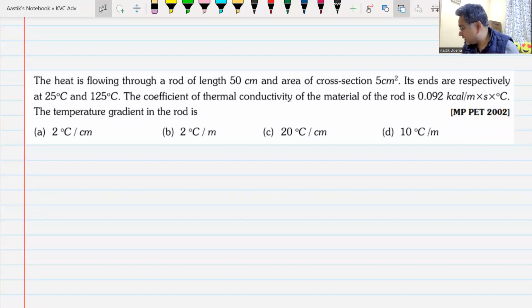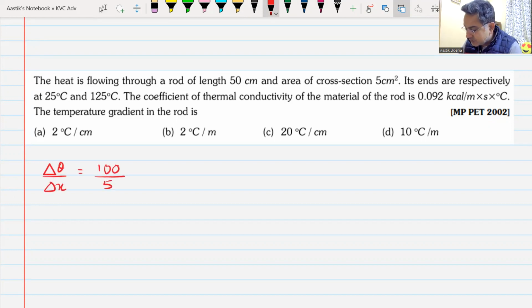It is option A. It's very simple. To find the temperature gradient, you just have to find delta theta by delta x. Change in temperature is 100 degrees Celsius, 50 centimeters is the length of the rod. I don't know why you have taken so long. It is 2 degrees per centimeter, and that is the answer we were looking for. Do we understand this? Yes or no? No or yes? Yes.